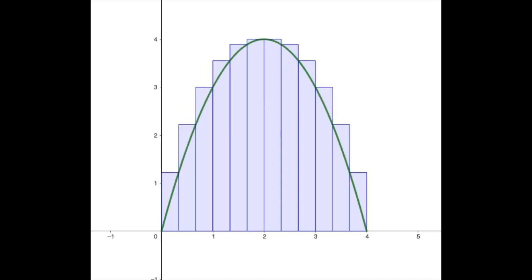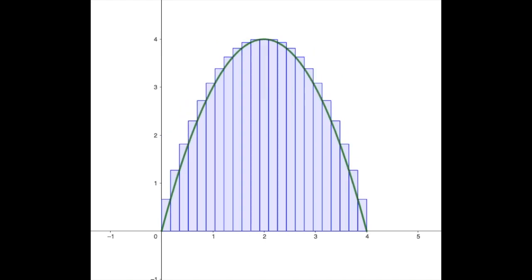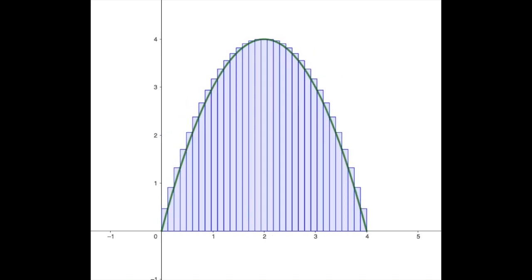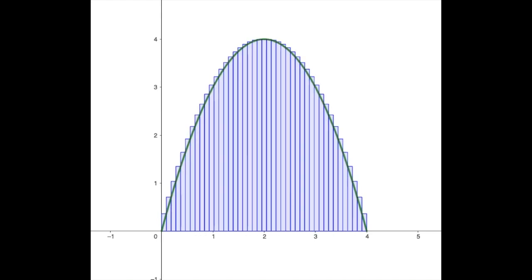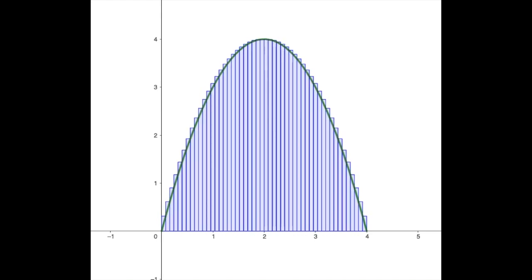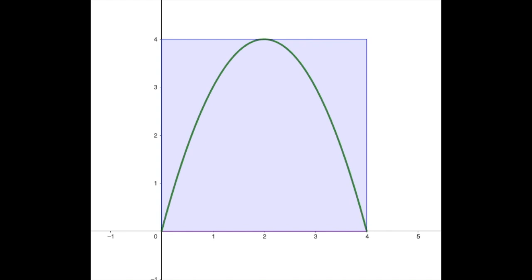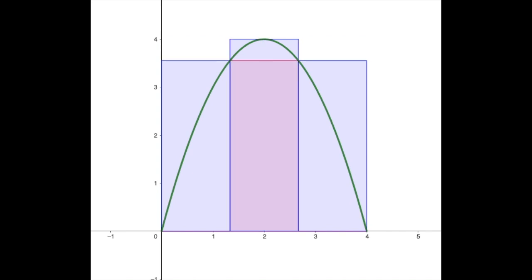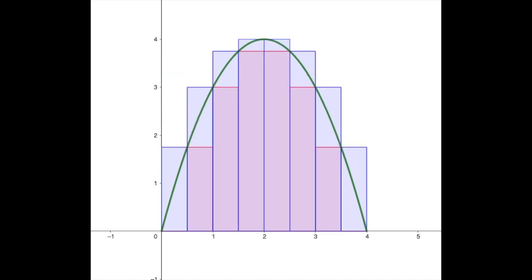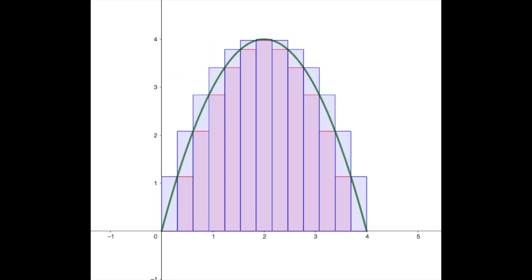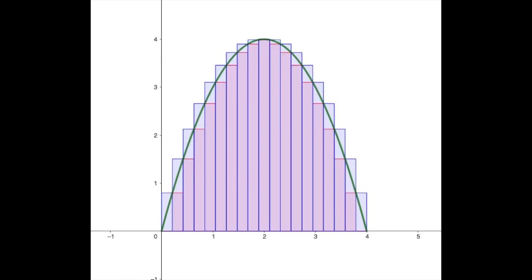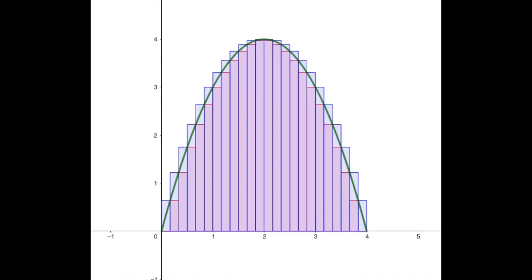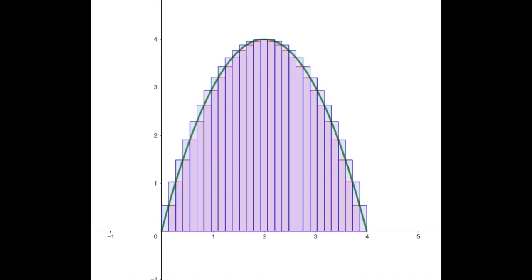Increasing the number of partitions produces thinner rectangles and a better approximation. Now let's display the lower sum and upper sum together. The lower sum provides an underestimate of the area while the upper sum provides an overestimate. The actual area under the curve lies between these two approximations.